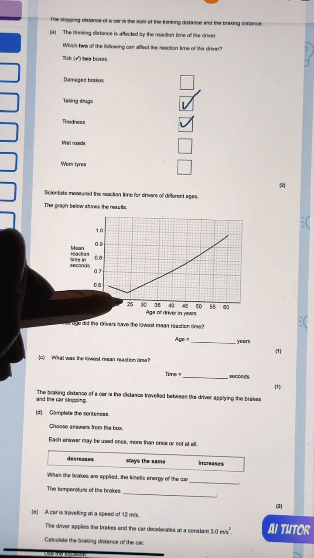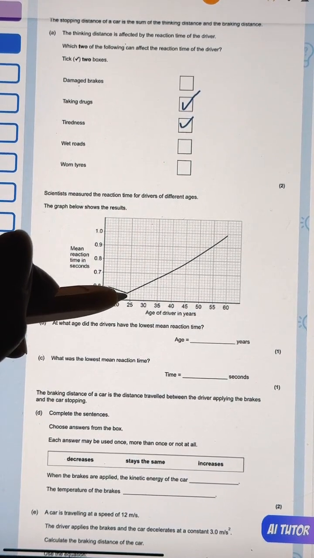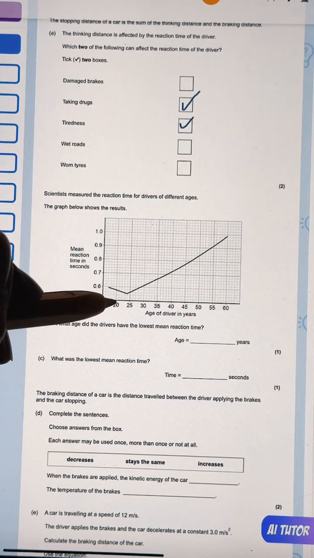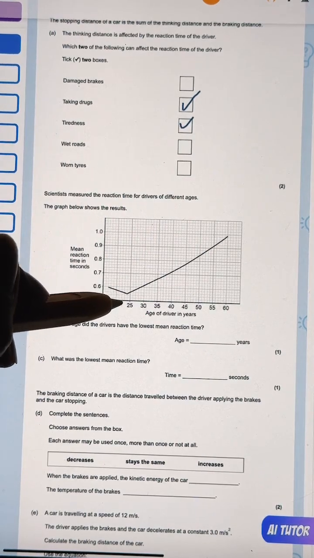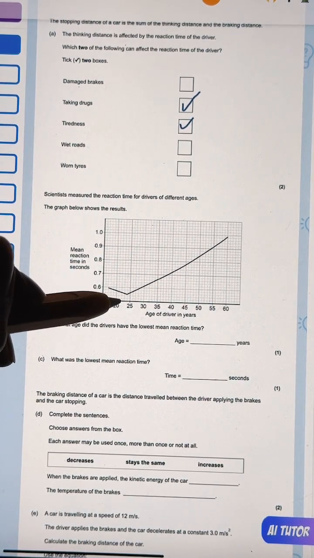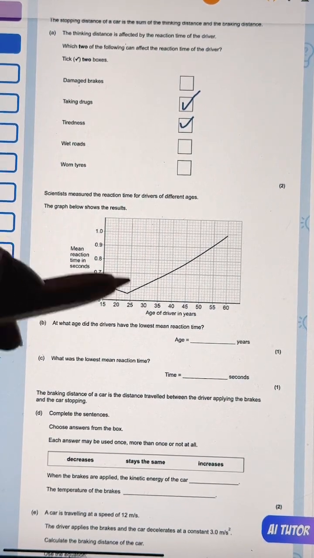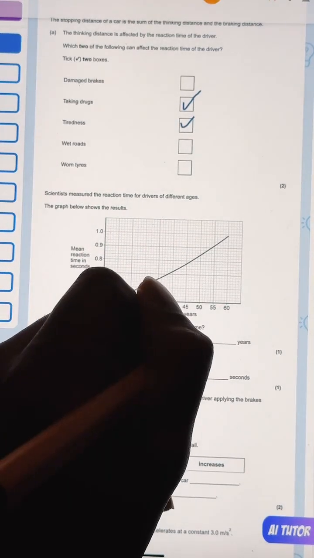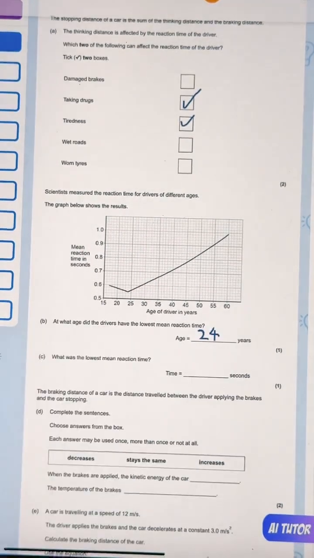So to do this, you look carefully at the graph where that lowest is. It's just there, 1 square before 25. So if you can see that, it's 5 divisions here between 20 and 25. So each one is worth 1. So 21, 22, 23, 24. So in this case, the answer would be 24.